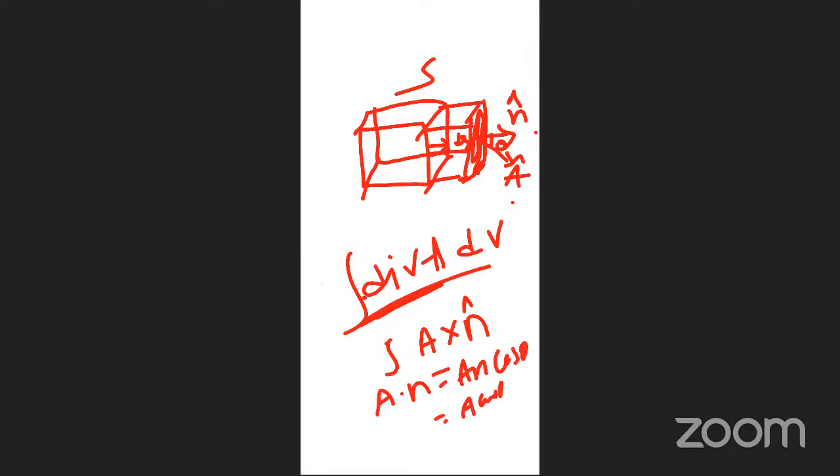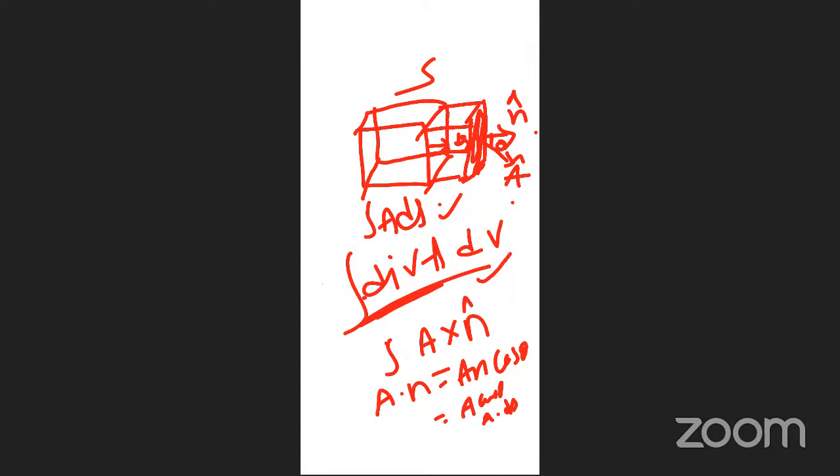So the flux coming out through the area dS is A dot n cap into dS, so that is A dot dS. The flux coming out from this entire surface is the integral of A dot dS. And this one is the divergence of A into dV. So both are equal.